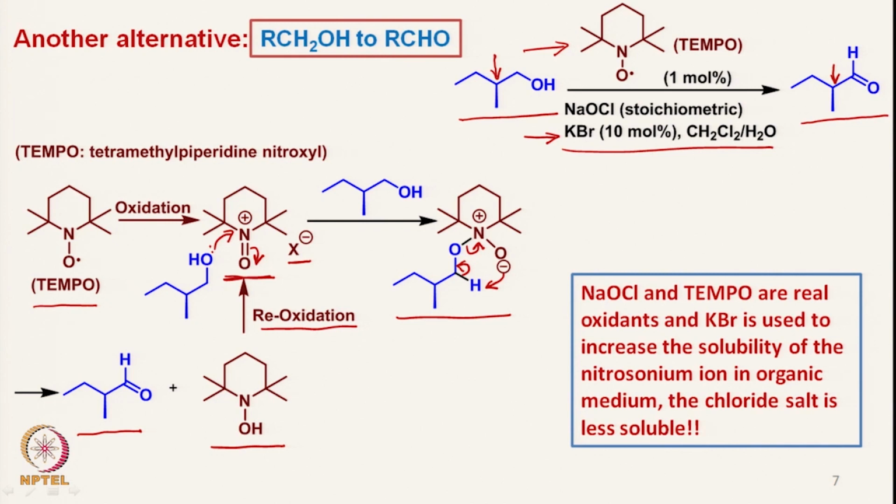Now, this was one of the alternatives which can be used on a large scale and is cheap, because sodium hypochlorite is cheap and the TEMPO that is used is only 1 mole%. So, it is a very nice method and does not allow any over oxidation to take place.